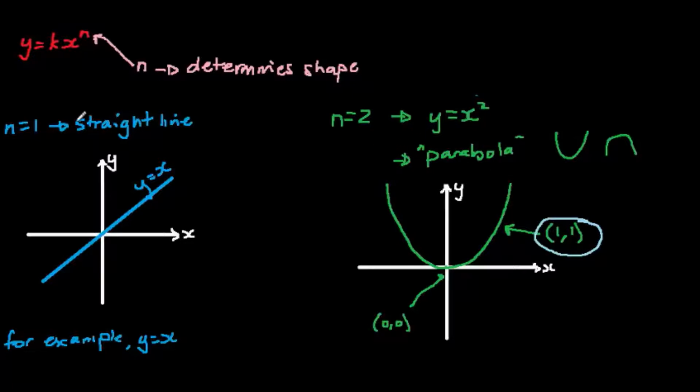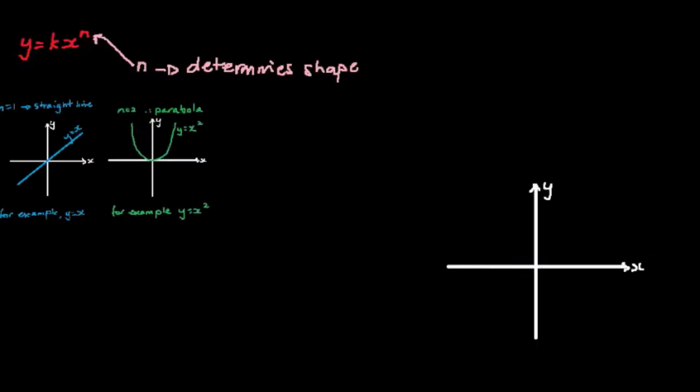So that's the second thing. When n equals 1, we have a straight line. When n equals 2, we have something about x squared, and that always looks like a parabola. Now, let's have a look when n equals 3. So now, when n equals 3, then we have something that takes the form of y equals x cubed.